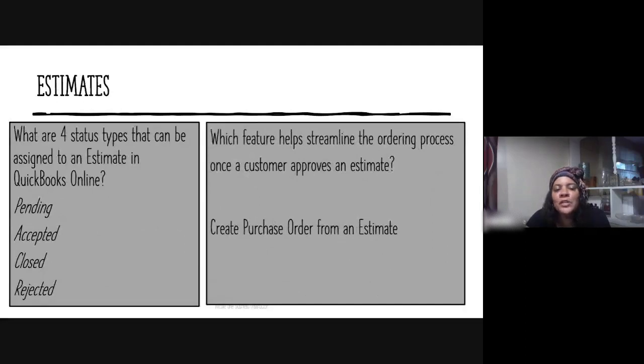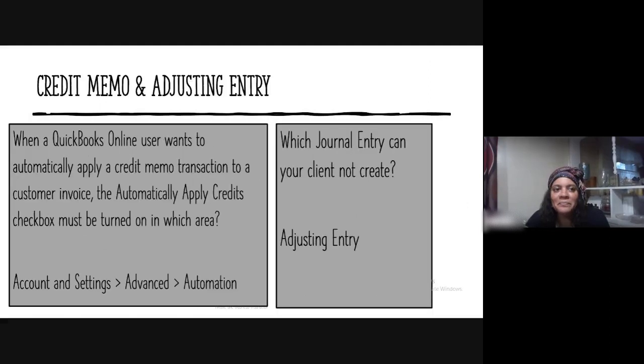Estimates. So what are the 4 status types that can be assigned to an estimate in QBO? You would have pending, accepted, closed, or rejected. I know I showed you one similar to that in that same screen, so I'm not going to go over that. But pending, accepted, closed, rejected. Which features help streamline the ordering process once a customer approves an estimate? Well, you would create purchase order from the estimate.